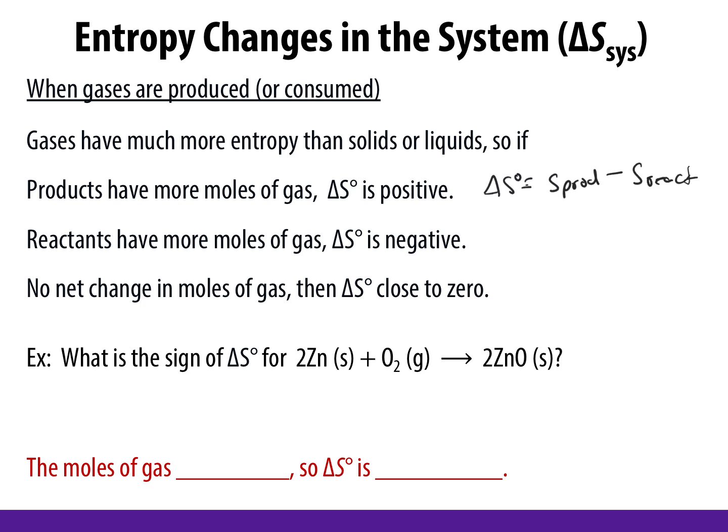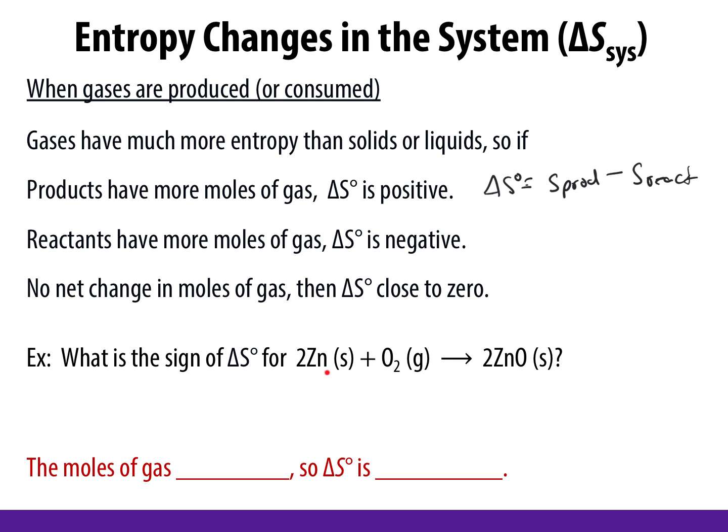And so if the products have more moles of gas, the products will have more entropy and delta S will be positive. If the reactants have more moles of gas, then this will be a bigger number and delta S will be negative. If there's no change in moles, then it will be close to 0. So using this information, see if you can try the example.